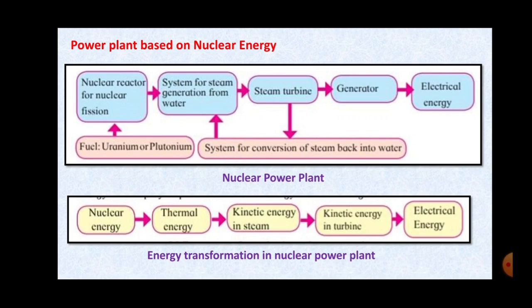So the turbine starts moving, and finally the kinetic energy of the turbine is converted into electrical energy. So this is the step by step energy transformation in a nuclear power plant, how at different steps the energy is transformed from one form to another. Okay, this is the diagrammatic or ray presentation of the nuclear power plant.